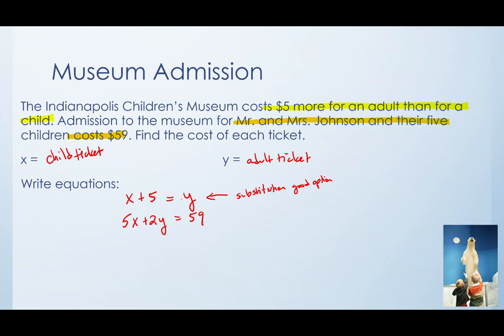So we're going to take our y here and we're going to substitute it in. So we've got 2y, and instead of y we're putting in x plus 5. And we're going to solve the second equation. All right, so we've got 5x plus 2x plus 10 equals 59. So we've got 7x equals 49. So x equals 7. So that is our children's ticket.